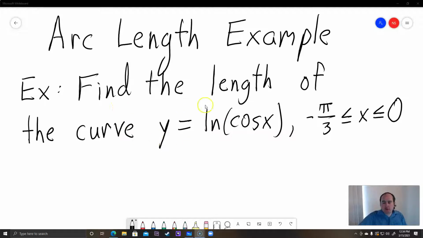So what we want to do is find the length of the curve y equals natural log of cosine of x, where x goes from negative pi over 3 to 0.